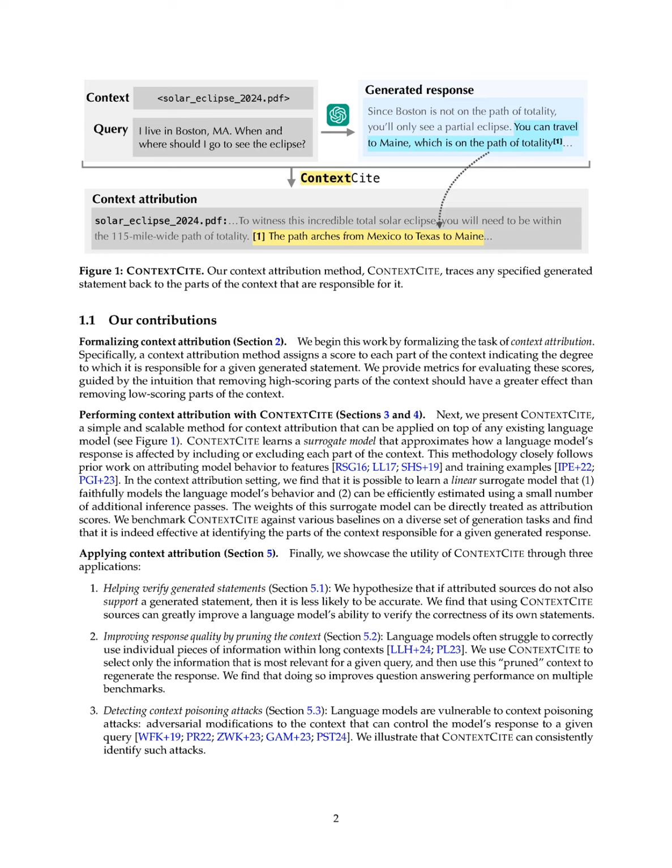Additionally, CONTEXTCITE employs a linear surrogate model that efficiently attributes outputs to individual sources, allowing for a clearer understanding of how context influences responses. This method also emphasizes sparsity, indicating that only a few sources are often relevant for a generated statement, which can improve response quality by pruning unnecessary context. Overall, CONTEXTCITE provides a more precise and actionable framework for understanding and improving language model outputs.